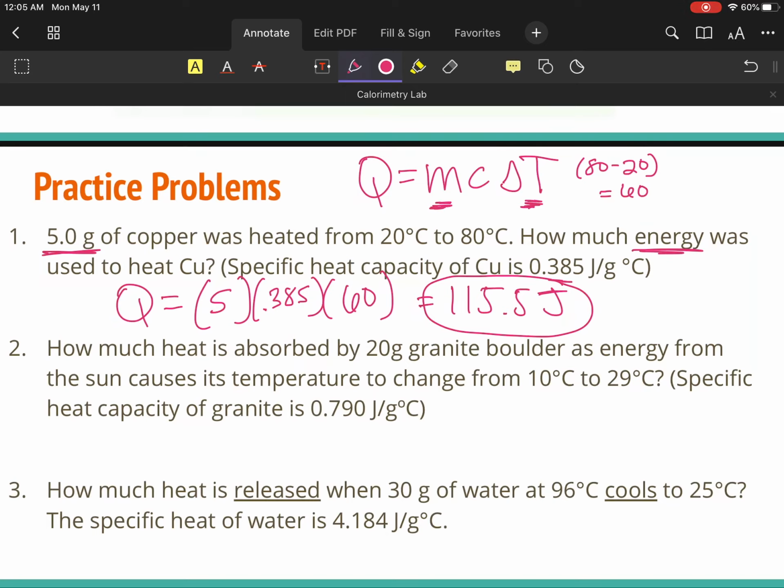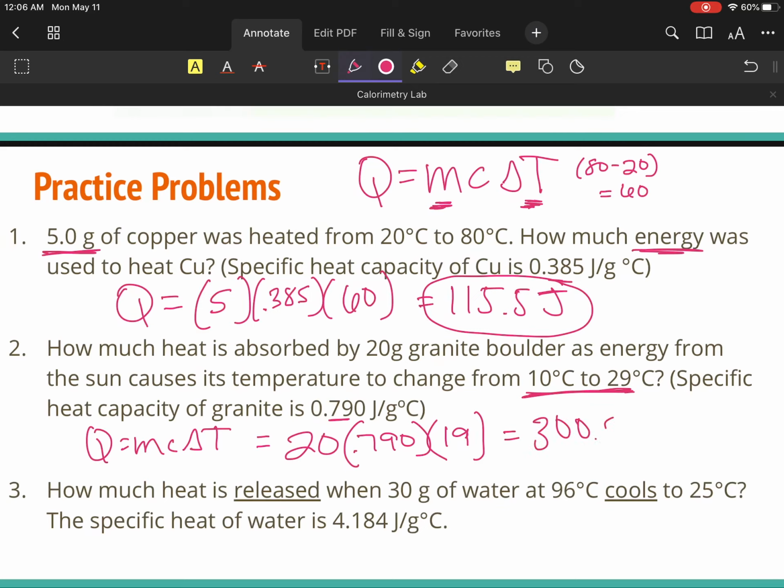How much heat is absorbed by 20 grams of granite when the temperature changes from 10 to 29? Again, Q equals MC delta T. My mass is 20 grams. My specific heat is given to me, 0.790. And then my delta T, I'm just subtracting these two. What's the difference between 10 and 29? I get 19. So I'm just multiplying, and I get 300.2 joules.